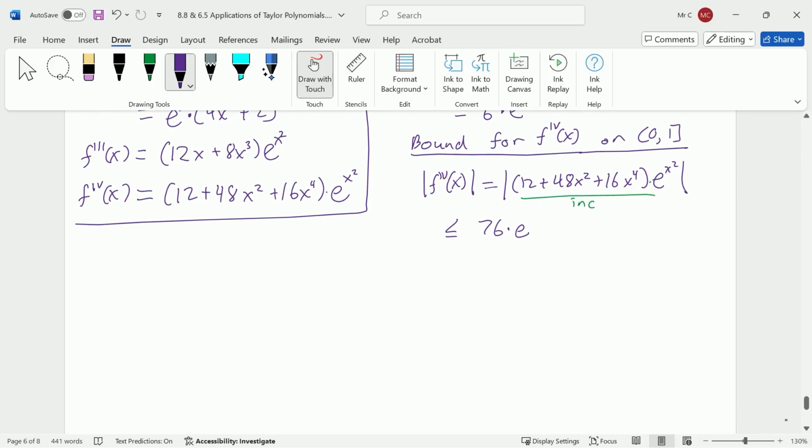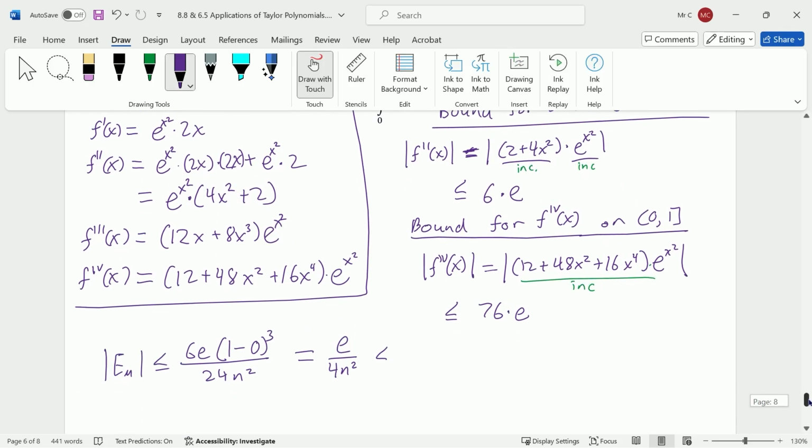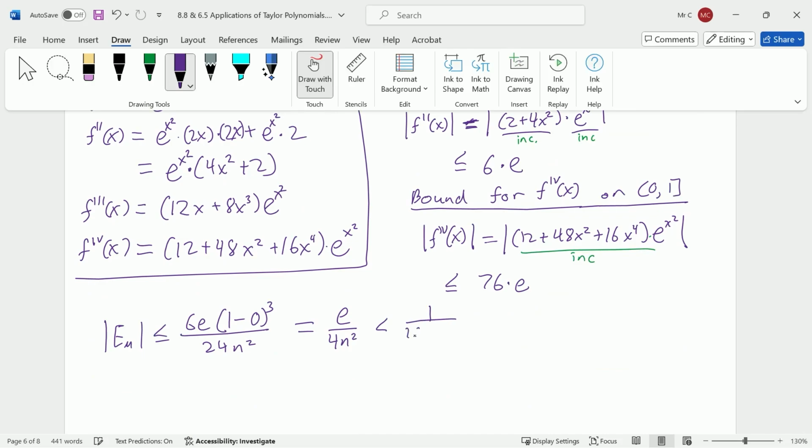So now when we go to plug in our error formula for the midpoint rule, our upper bound for the error for the midpoint rule is K, the bound on the second derivative, which was 6e, times (b minus a), that's 1 minus 0 cubed, over 24n squared. This simplifies: 6 over 24 is 1/4, so this is e over 4n squared, and we want this to be less than 0.00001, but that's the same thing as 1 over 100,000.